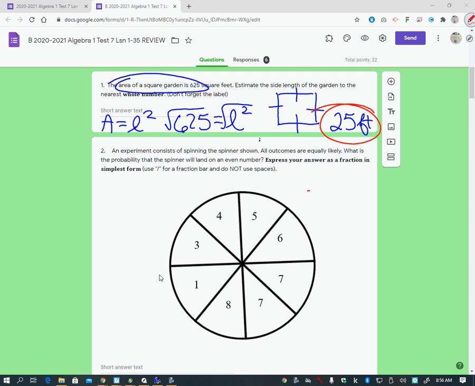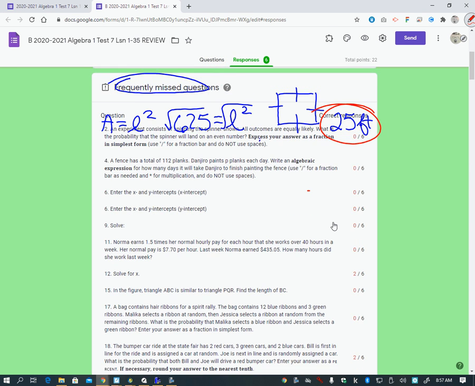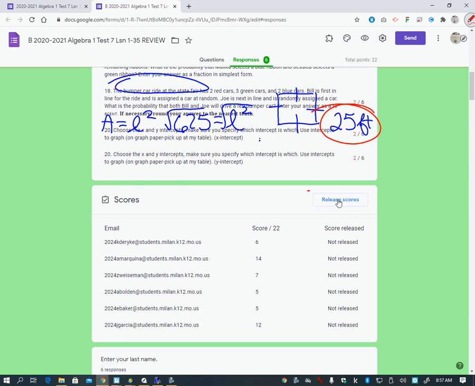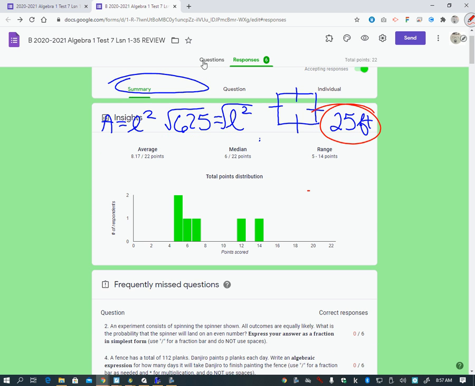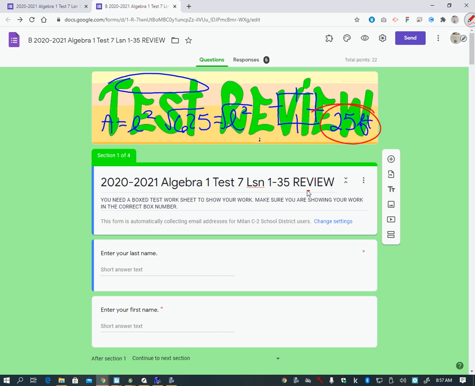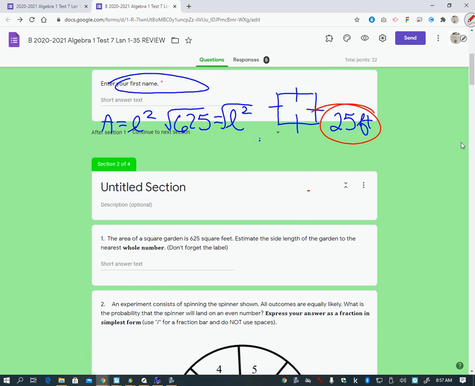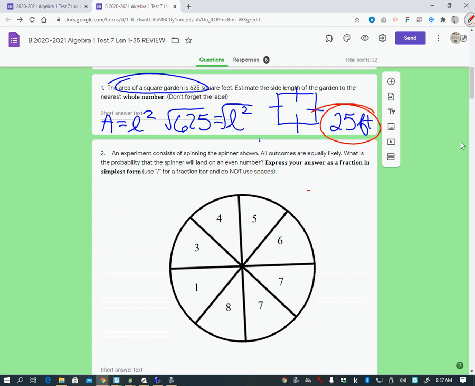So if you had 25 feet and it counted it wrong, let me go ahead and do this for those of you that have completed it. I'm going to release your scores so that you can see which ones you got wrong. So you should get an email from me now.